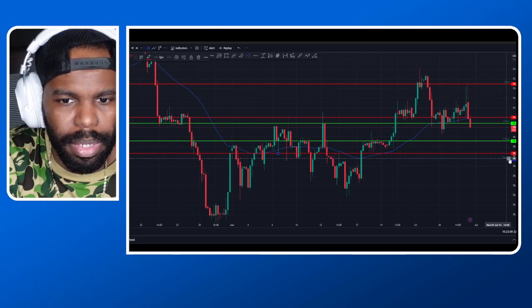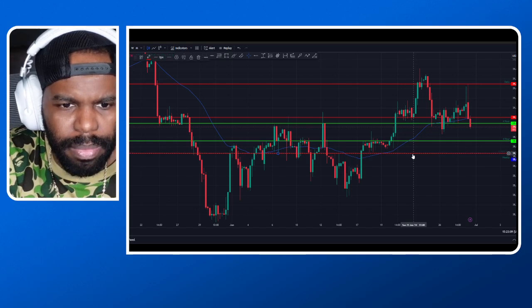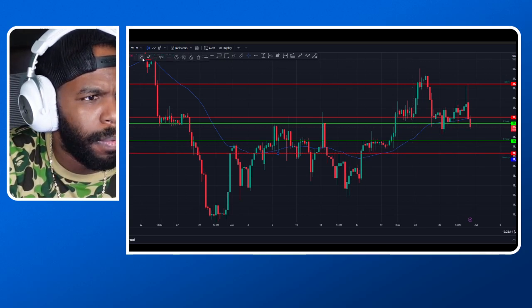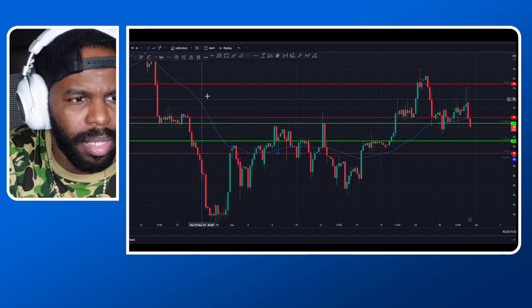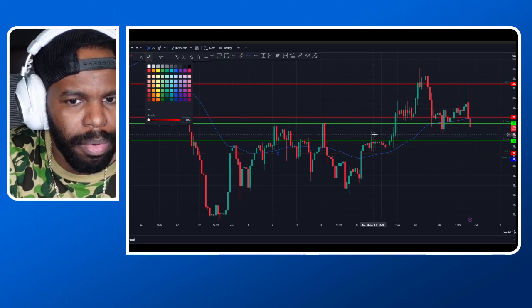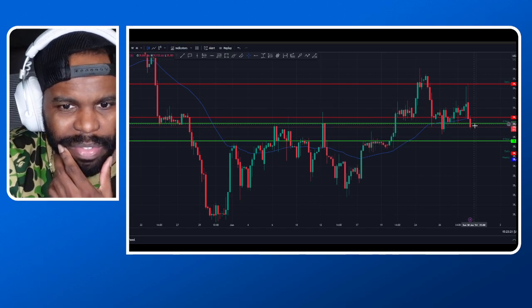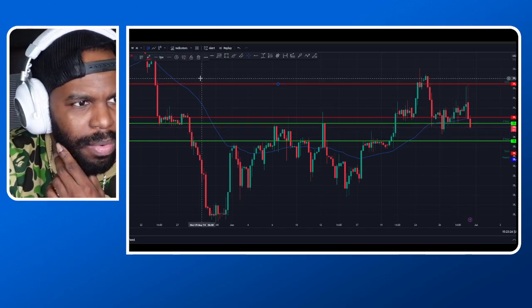I will probably lower that. Did I name that? I didn't name that. Okay. What I need to do is name that as a daily, and then I'm going to lower the opacity. Boom. And then I might get rid of this one too.